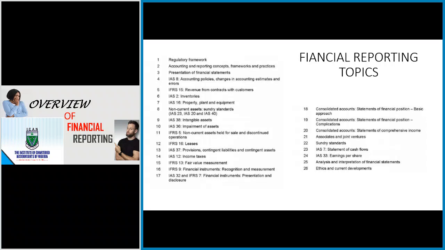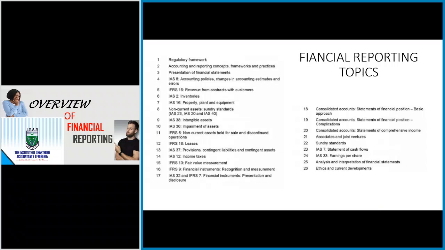Then we move on to IAS 37, which deals directly with provisions, contingent liabilities, and contingent assets. Somebody may ask, so we have contingent liabilities and also contingent assets. We are going to debunk all these. What are contingent assets? How can they arise and the like? And IAS 37 is important to us.